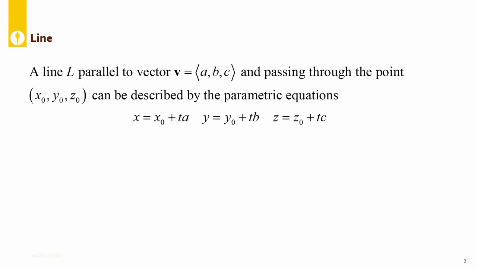Line L is parallel to a vector v, given as a, b, c, passing through the point x0, y0, z0, can be described by the set of parametric equations x equals x0 plus ta, y equals y0 plus tb, z equals z0 plus tc. Right, t is the parameter, and for a line, t will range over all real numbers.